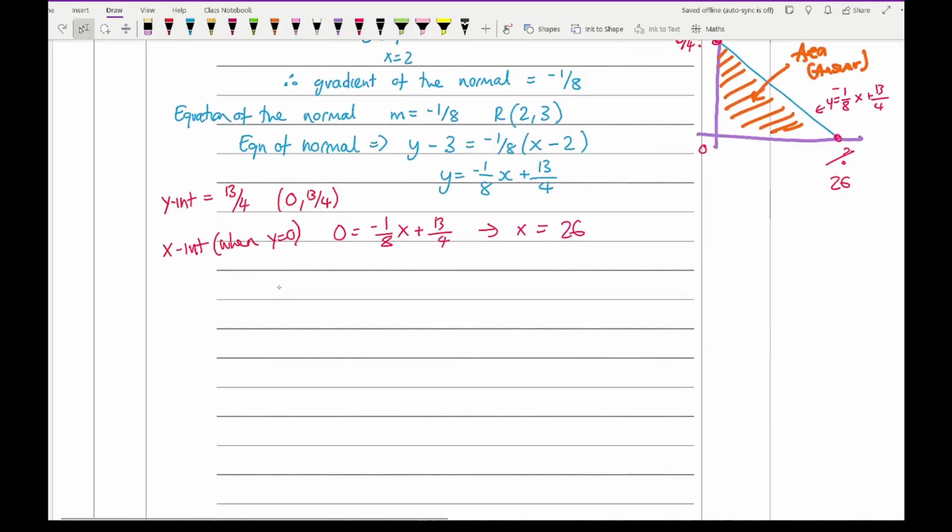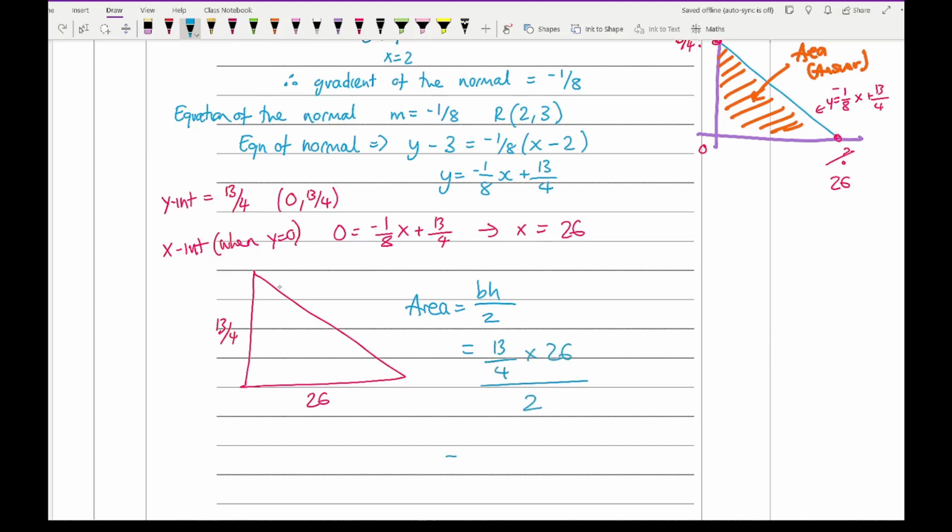So then what I've got is this triangle. I know the base is 26 and I know the height is 13 over 4. So the area is going to be base times height divided by 2. It's going to be equal to 13 over 4 multiplied by 26, all divided by 2. And that gives me an answer of 169 over 4, or 42.25, and that's in square units.